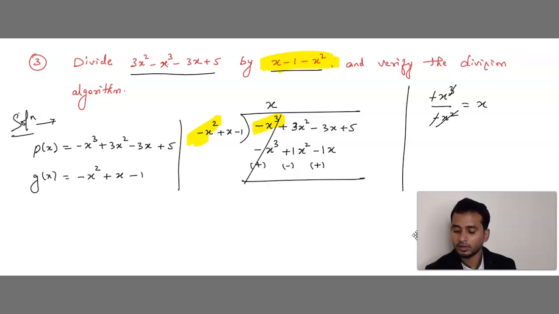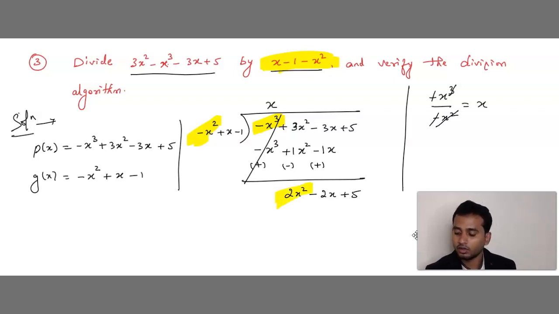Now we can see plus x cube minus x cube get cancelled. 3 minus 1 is 2x square. Minus 3 plus 1. It means plus 1 minus 3. In 1 can we subtract 3? No. No means minus. 3 minus 1 is 2x. This plus 5 as it is comes down. Now what is the first term?